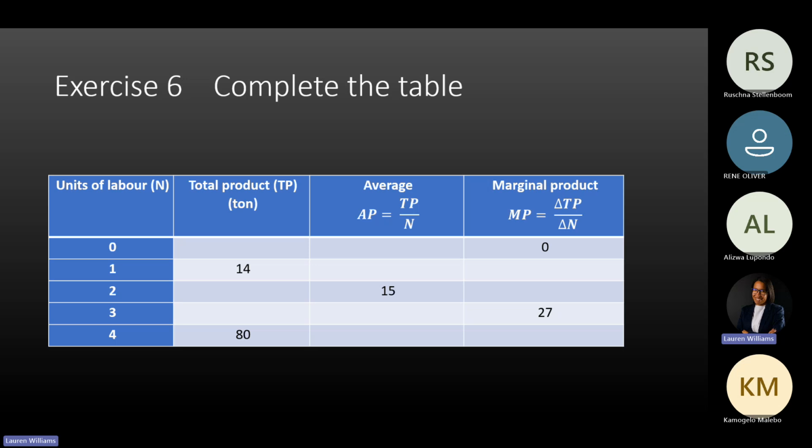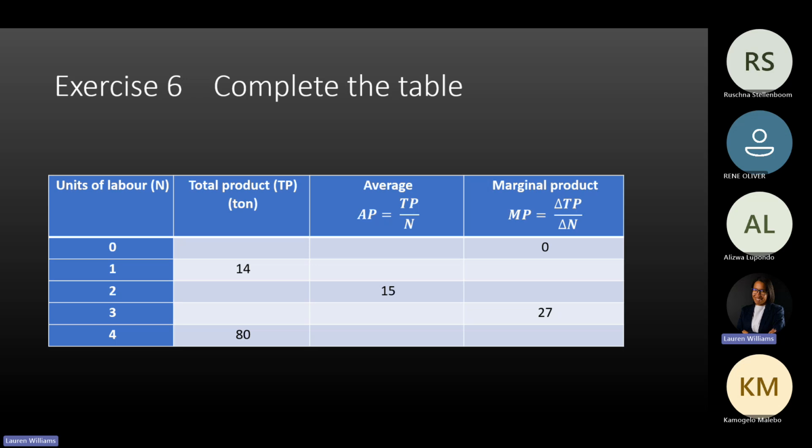Marginal product, we're saying, is the difference in total product divided by the difference in the number of laborers. In our case, the difference in N will always be 1, so we ignore it. The change in our total product: we went from employing 0 laborers, 0 output, to 14. So we know that the first answer will be 14. Then they give us an average product of 15.